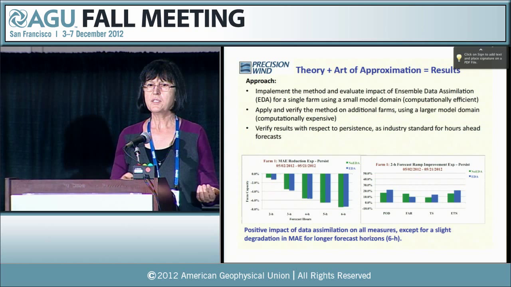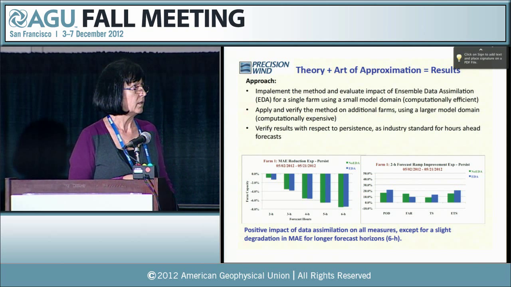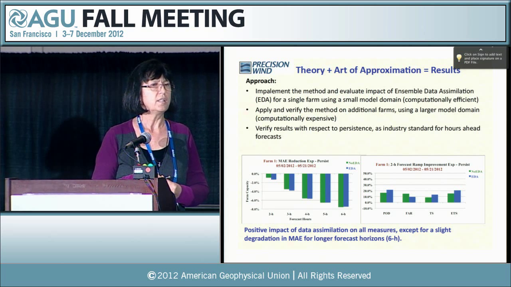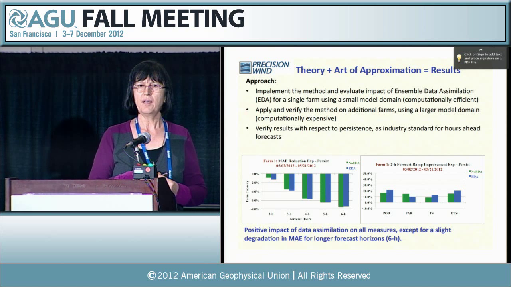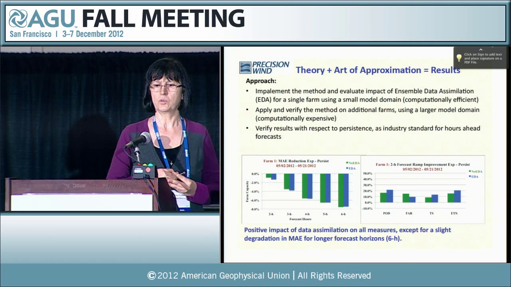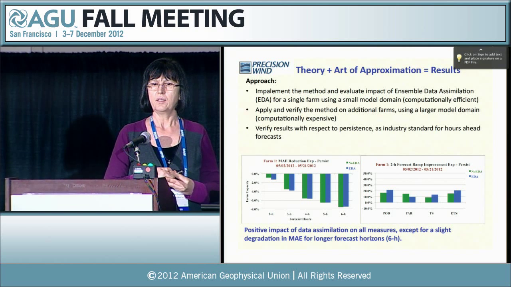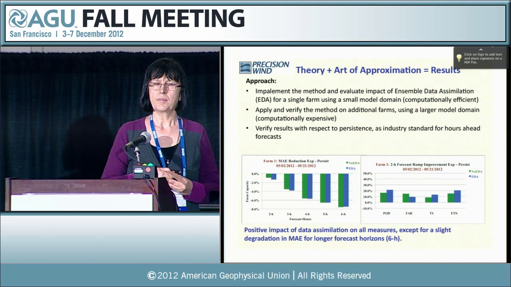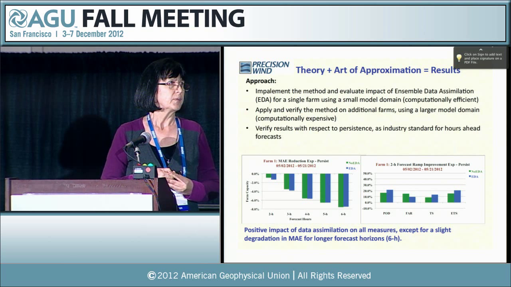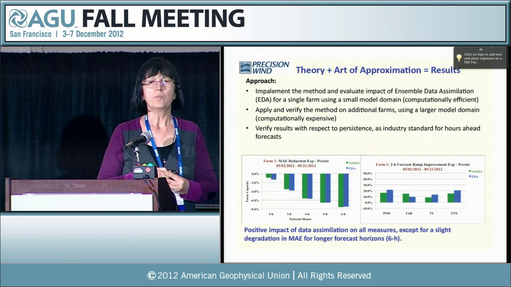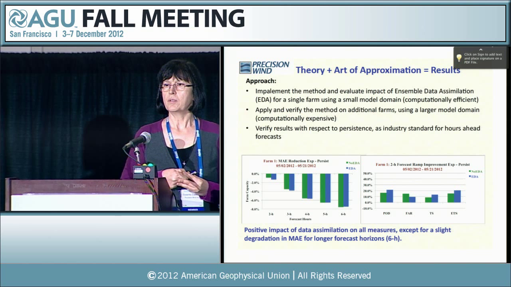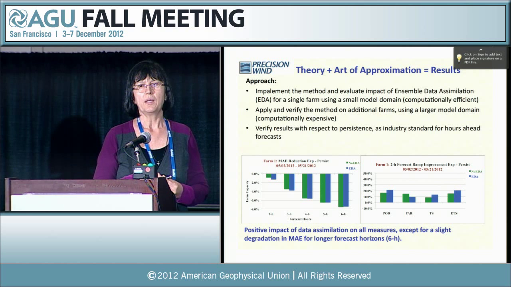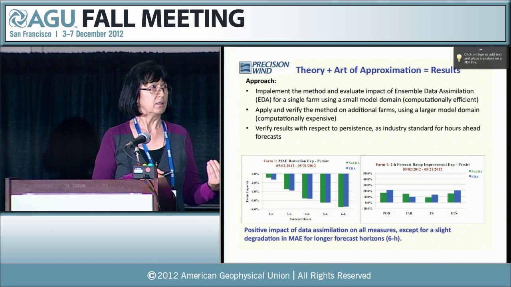And this theory and a lot of approximations, I call it the art of approximation, then leads to results, because we have to do approximations in order to produce results on time, and in order to produce them within a relatively small ensemble size, and also within computer resources that are reasonable. So there is actually a lot of science here in order to be able to do this in a reasonable way.